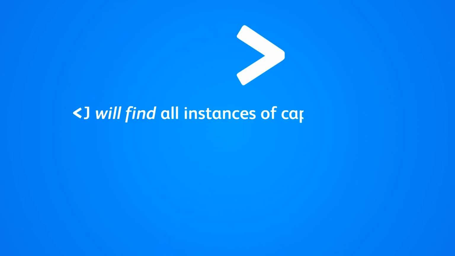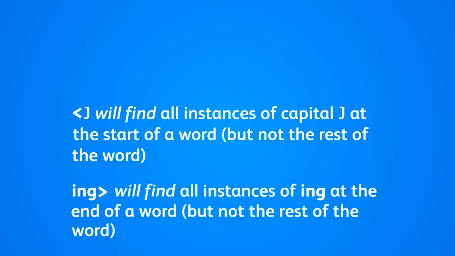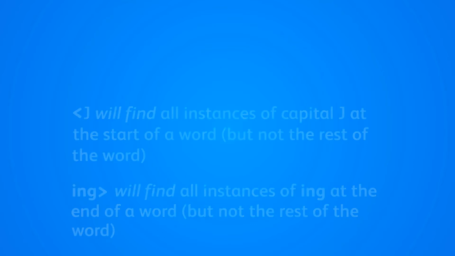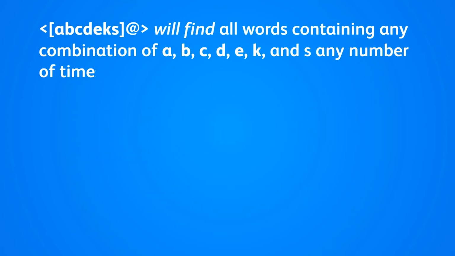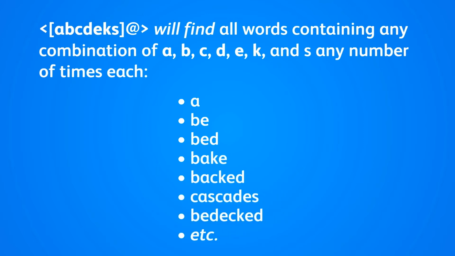The angle brackets, that's the less than and greater than signs, are word boundaries. The less than sign means the start of a word. The greater than sign means the end of a word. Combine your superheroes to find an incredible variety of words. Try not to further combine them with a word list to cheat at online word games.